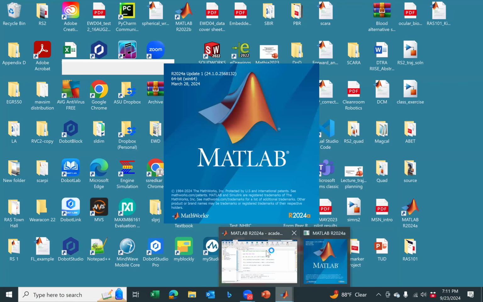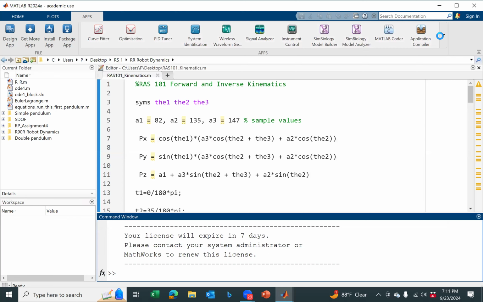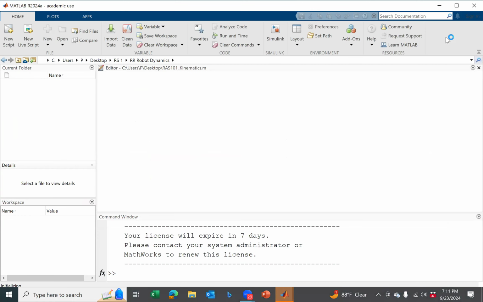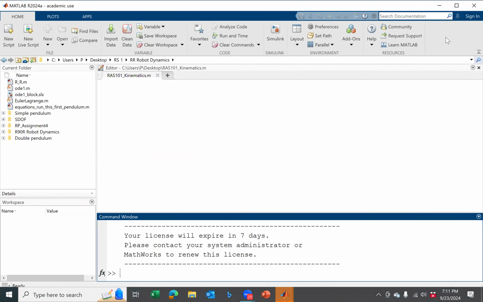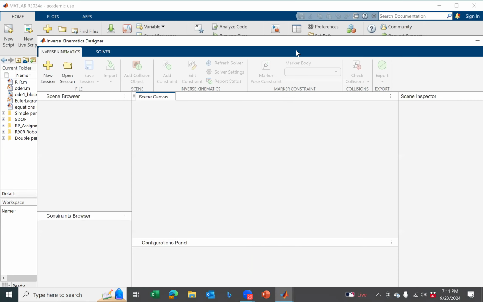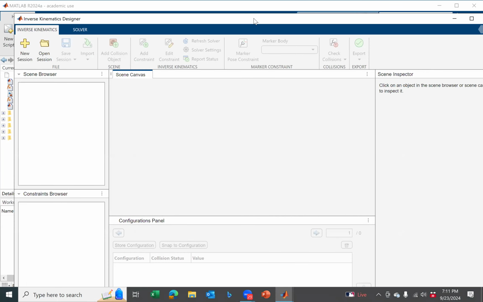What is it called again? Inverse. So go to applications. First kinematics. Inverse Kinematics Designer. Yeah, if you don't have it, you will have to download it. And this is what it should open. Are you with me?